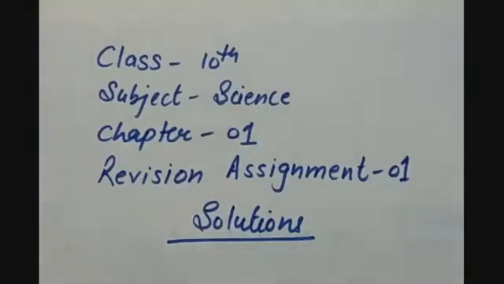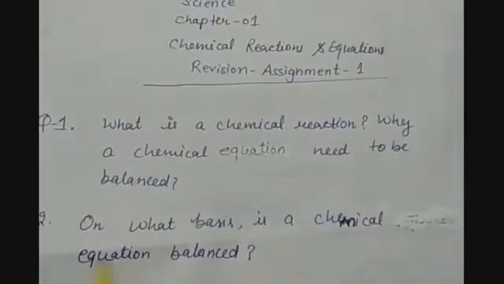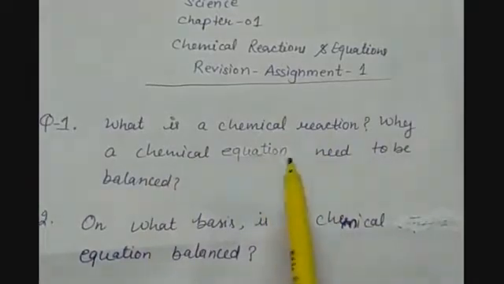This video is for class 10th subject science, chapter number 1, chemical reactions and equations, and this is revision assignment number 1 solution. So here in this assignment we have 10 questions, and the first question is: what is a chemical reaction and why does a chemical equation need to be balanced?